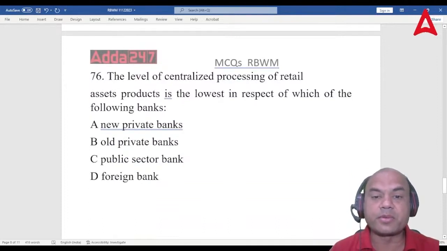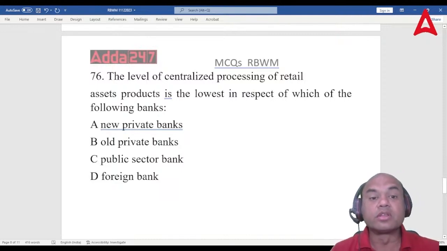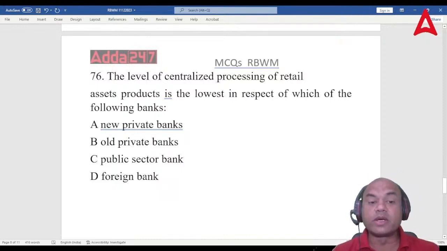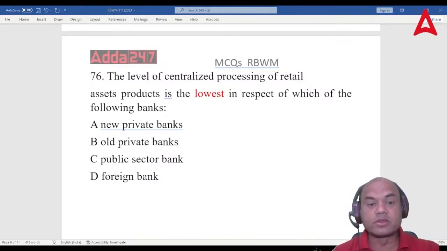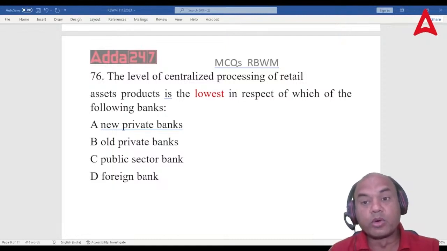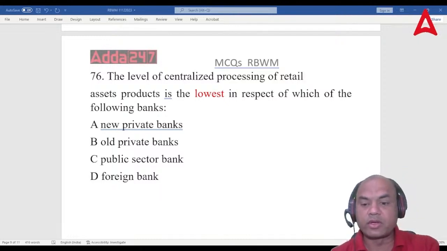The level of centralized processing of retail assets is the lowest in respect of which of the following banks? So centralized processing of retail assets is lowest. Remember, we want it for the lowest now. In which of the following banks? New private, old private, public sector and foreign banks. Central processing is lowest. Which of the banks? Think over it. Lowest now. We don't want highest. We want the lowest.